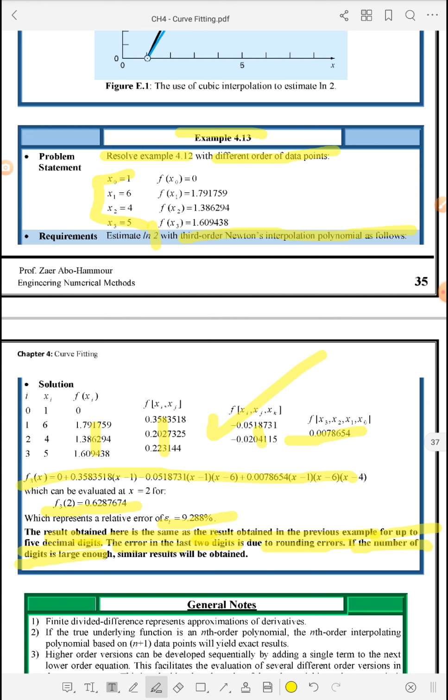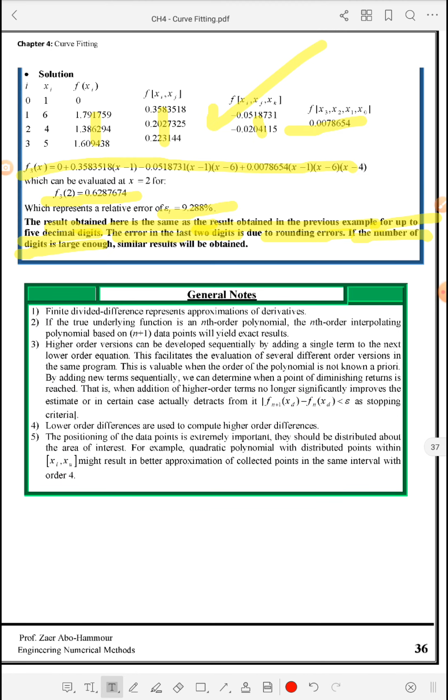So it's supposed that if we change the order, the same final polynomial will be obtained, subjected to round off errors, because when we change the order, the round off errors will be different. And this is the only source of error between solving it using a certain order, and then solving it using another, new order. So these are general notes.